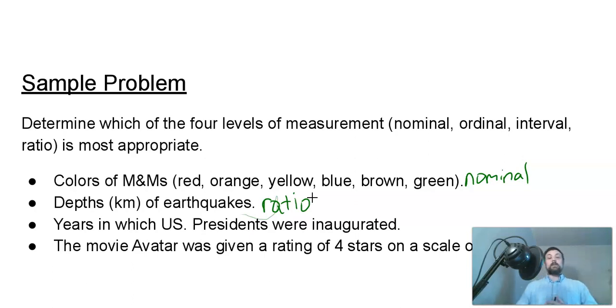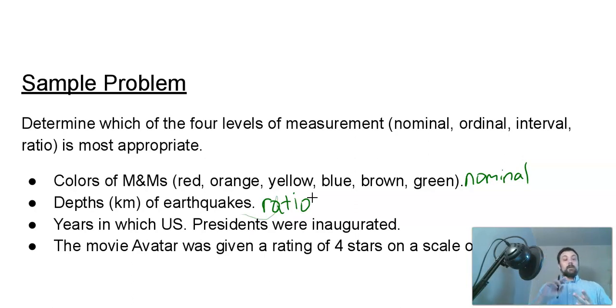Years in which U.S. presidents were inaugurated. So this one has an order to it, right? Years definitely have an order. There's a logical way to order the years, right? So 2019 comes before 2020. It makes sense to order them in that way. Differences make sense with years, right? If we look at the year 2020 versus 2010, we can take that difference and we get 10 years. So the difference between those two data values is 10 years, and that's a meaningful difference, right? So we can subtract and have a meaningful difference.